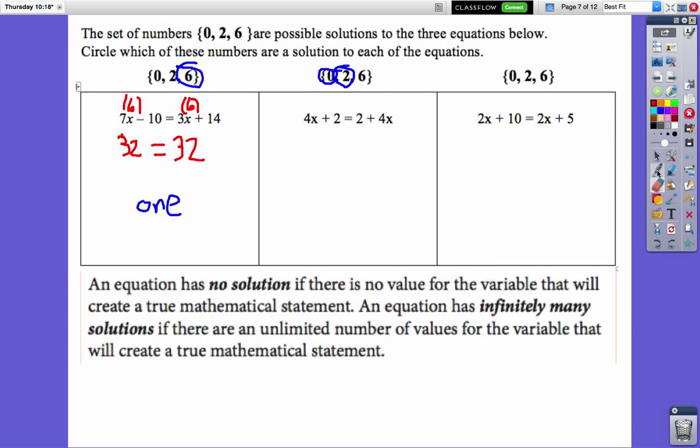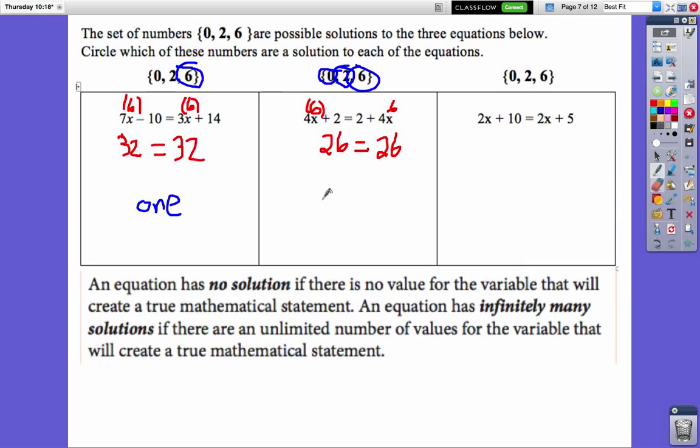If we plug in 6, so it's 4 times 6 now. 4 times 6 is 24. So 24 plus 2, that's 26. 26 is equal to the other side. We plug in 6 here. It's going to be the same thing. So 6 is also a solution.